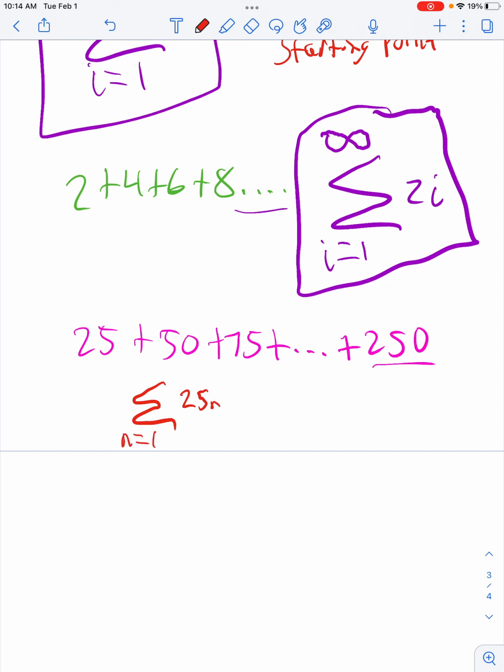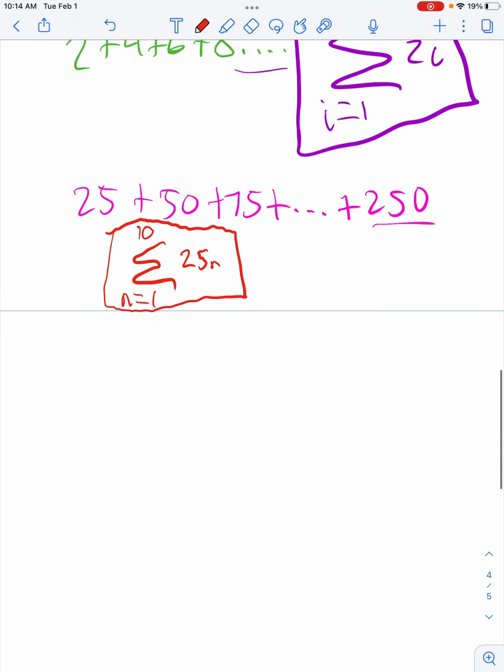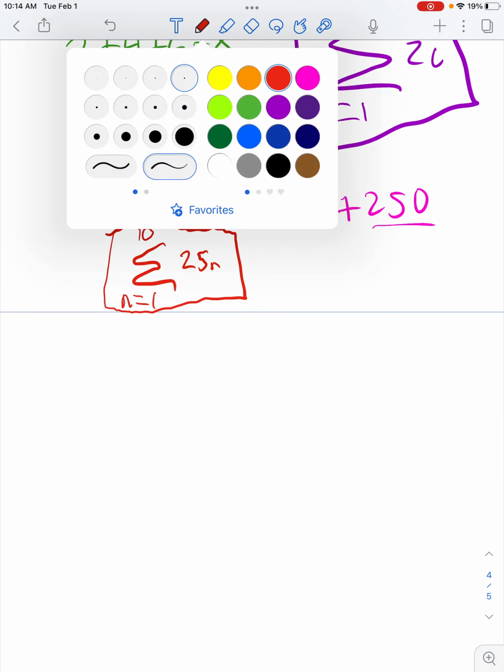This time I'm going to use n. So I'm going to say n equals 1. And then I've got to think, okay, 25 times what? What is my stopping point? 250. Well, I know that is 25 times 10. So if I were to write this in summation notation, I would say I'm starting at term 1, going to the 10th term, and my equation is 25n.